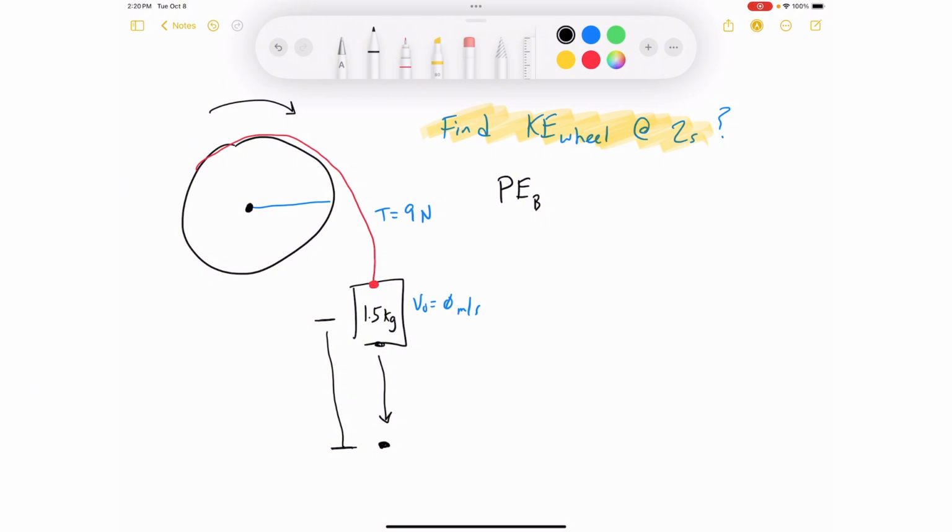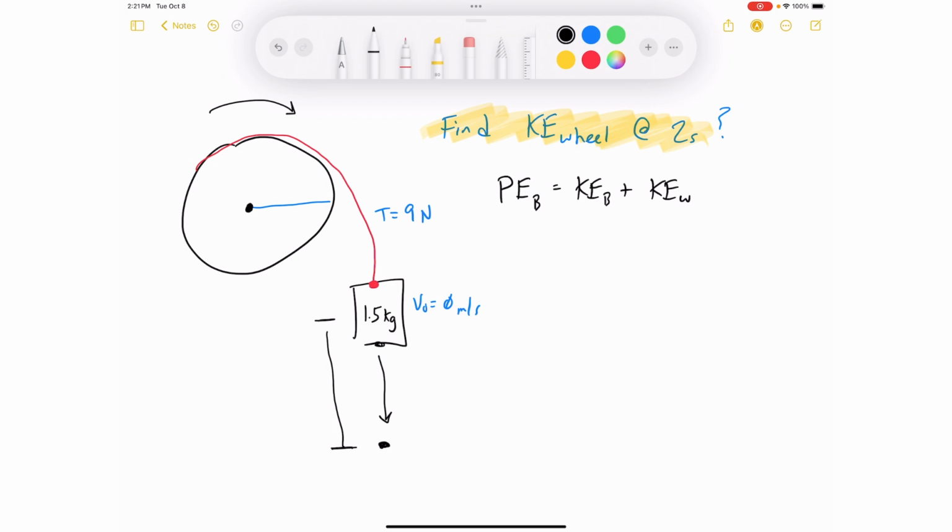Well, both. The block is still moving at the end of 2 seconds, but the wheel is also moving. So the potential energy really got converted into the kinetic energy of the block plus the kinetic energy of the wheel. You have to balance your energy out. Energy is not created or destroyed, you just move it around. The block is like a battery, and that energy got changed into kinetic energy of the block and the wheel.